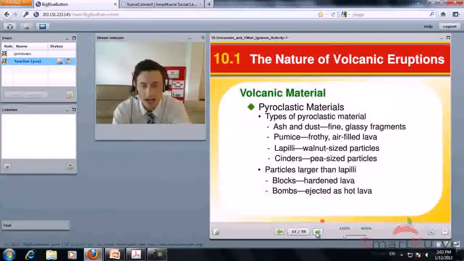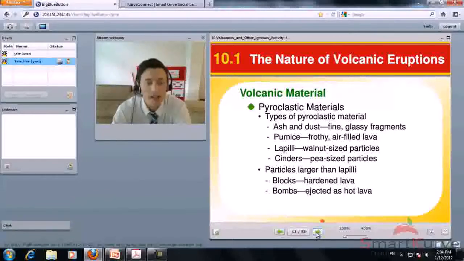On the next slide, 11, pyroclastic material, we have different categories. We've got the ash and the dust, the very fine fragments like we see at Mount Pinatubo. Next, pumice, frothy air-filled lava. Pumice is very interesting because there's so much air trapped in that lava that when it hardens into pumice stone, it's still full of air bubbles.